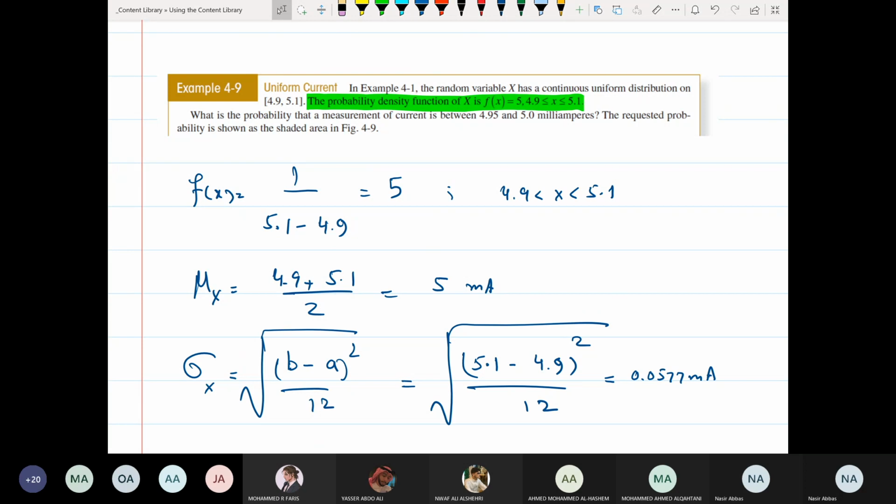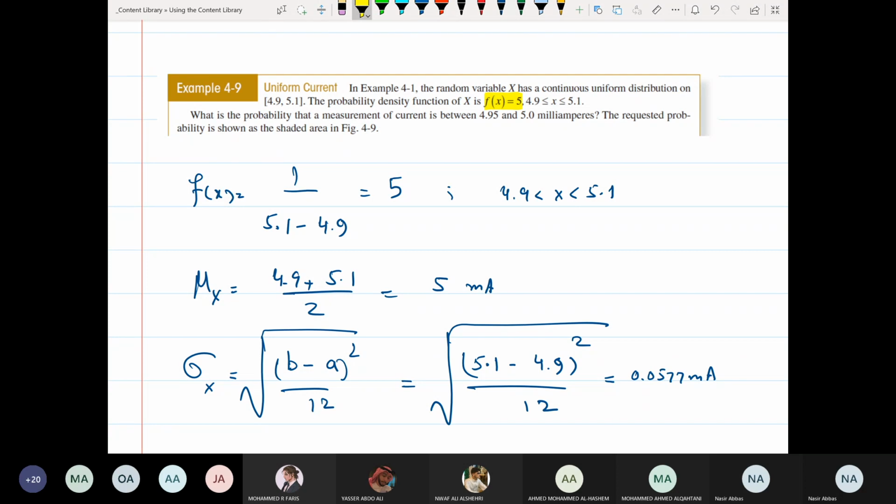Now, the only trick I see from this continuous uniform distribution: in most parts, the question will tell you that X has a continuous uniform distribution, but if it doesn't tell you and you see that the density of the variable is constant, look at the yellow highlighted part. The density of the variable is 5. F of X is 5. It's a constant value. So whenever the density of a variable is a constant value, it is uniform.